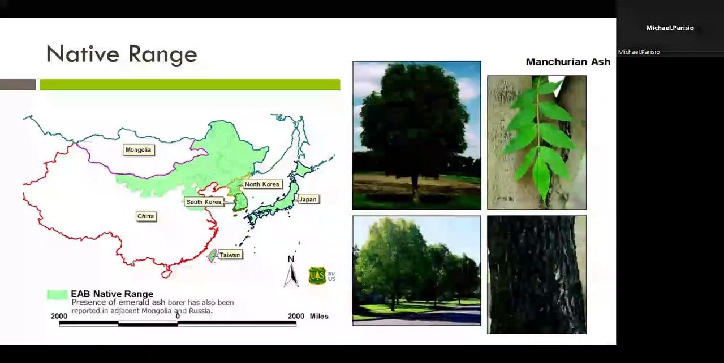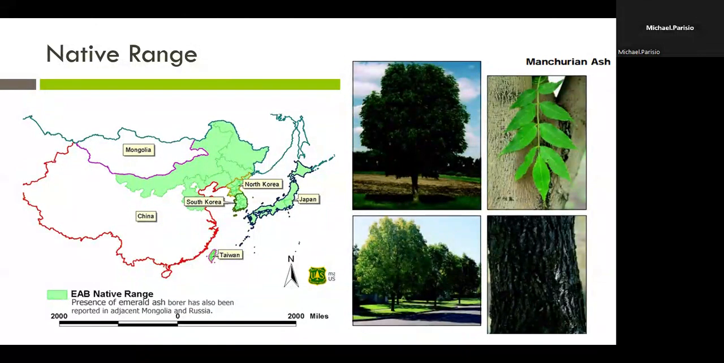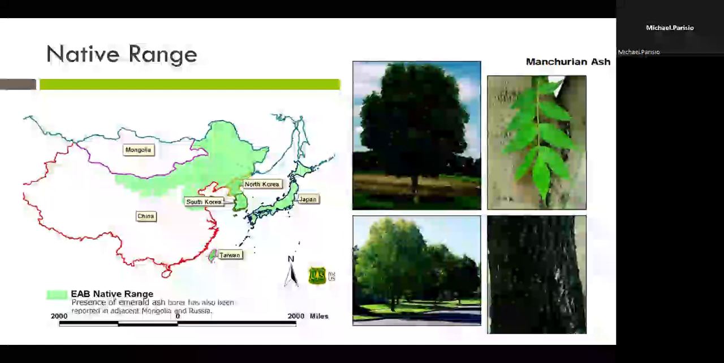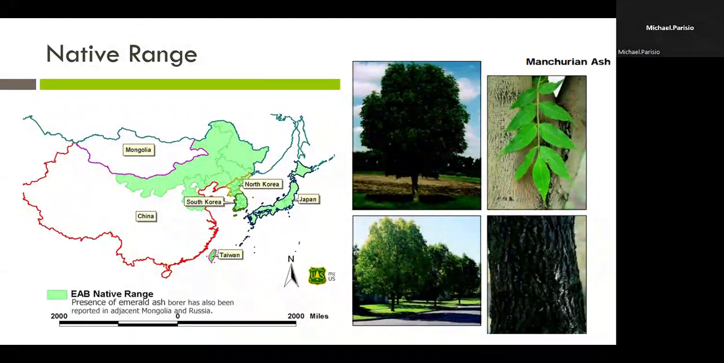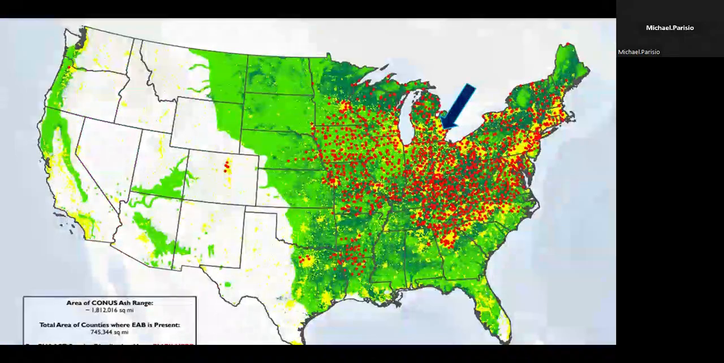It is native to Eastern Asia, so Northeast China, Southeastern Russia, Japan, Korean Peninsula, that area, where it primarily feeds on Manchurian ash, which is closely related to black ash here, but has co-evolved with the ash borer, so it does have natural resistances to it. So in Asia, EAB is not really considered a pest. It's actually pretty difficult to find, apparently, when people went over there to try and study it.